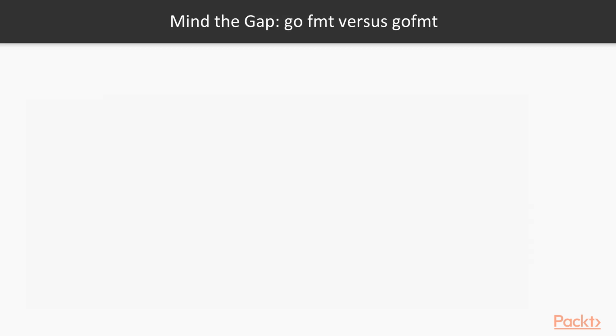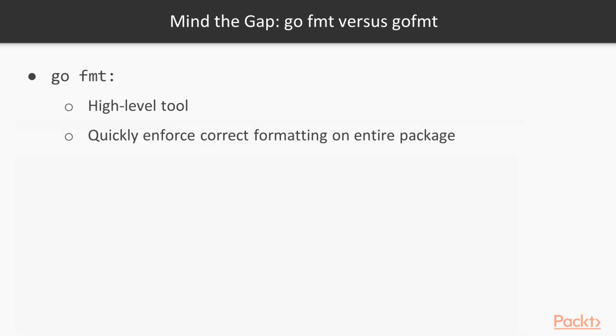So let's talk about gofmt. First of all, you need to keep in mind that there are actually two tools called gofmt. First, there's the fmt subcommand of the go command, and then there's the gofmt command. The go fmt command is a high-level command that you can use to quickly and easily enforce a consistent formatting on an entire package. You call it, and go fmt will rewrite your source files to use a consistent formatting style.